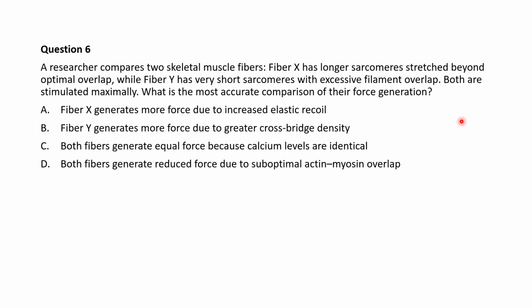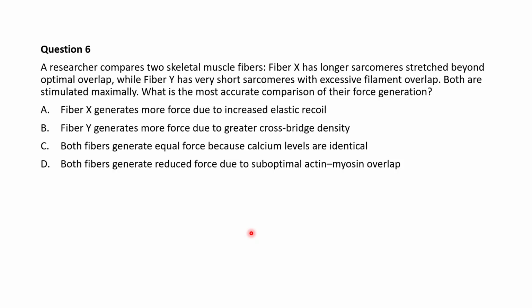myosin filaments. So now in the case of fiber X, if you have overly stretched sarcomeres, then fewer cross bridges would be able to form due to reduced overlap, and so you would not have the proper amount of force generated. And on the flip side, if you have the opposite condition, which is overly compressed sarcomeres, like in fiber Y, then your filaments would overlap too much. And that would cause interference between them and actually reduce effective cross-bridge formation.